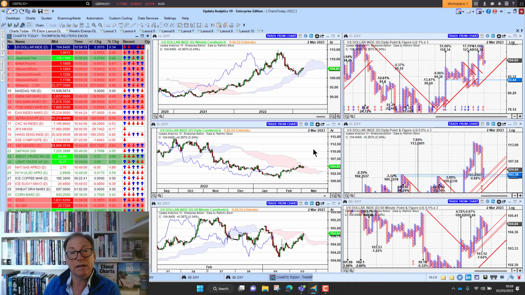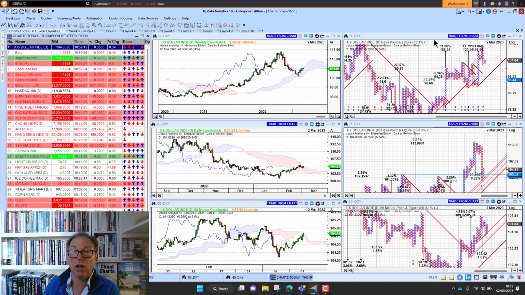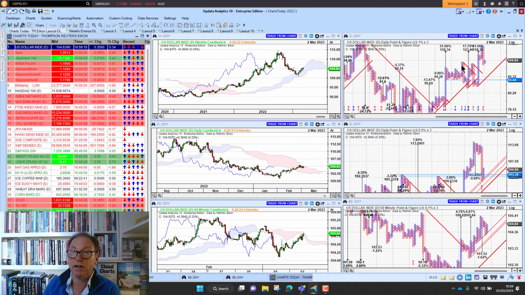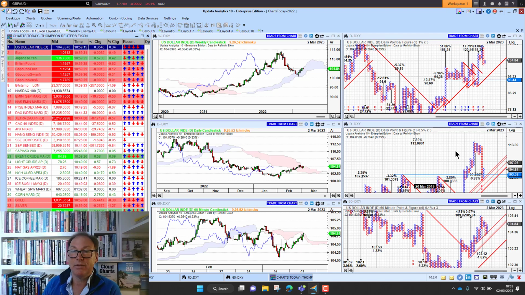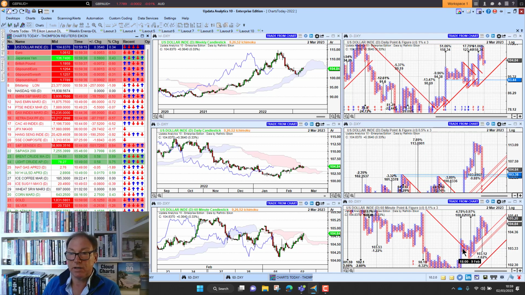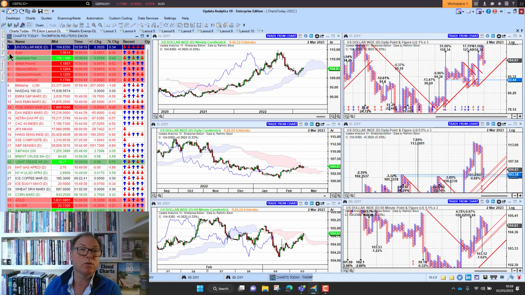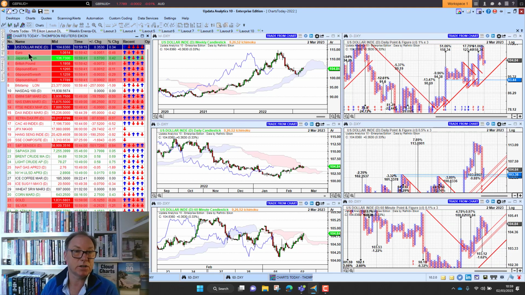Remembering this is my weekly, my daily, and my 60-minute chart with the corresponding point and figure targets. These are log scale charts and the targets are generated. Note how this target here to 113 was met. You just cannot ignore the target. So we've got a mixed picture here, and we'll help you resolve what's going on in this session.